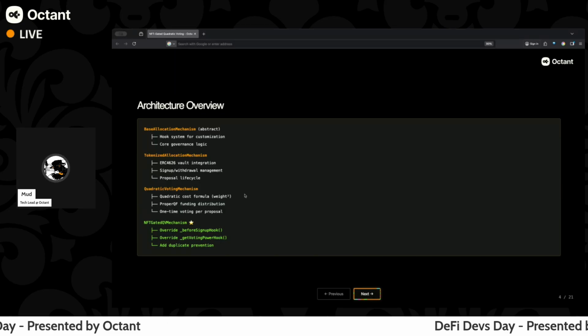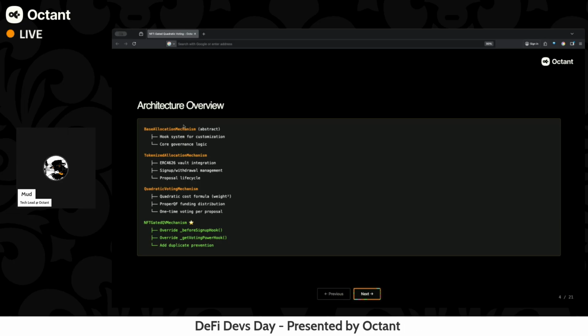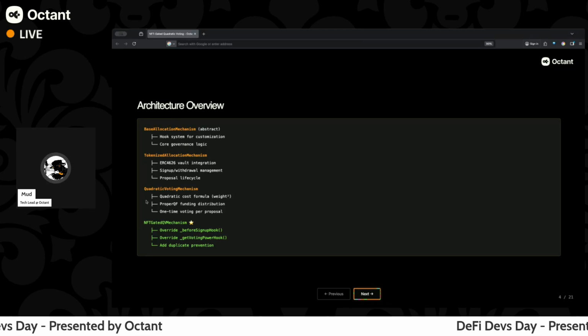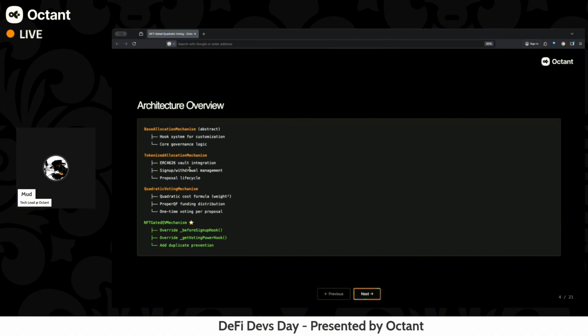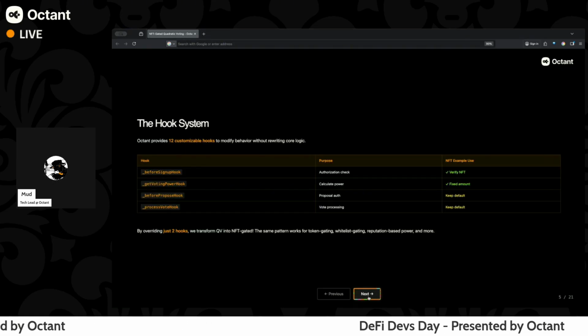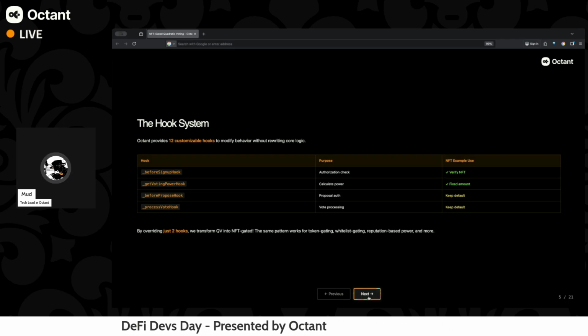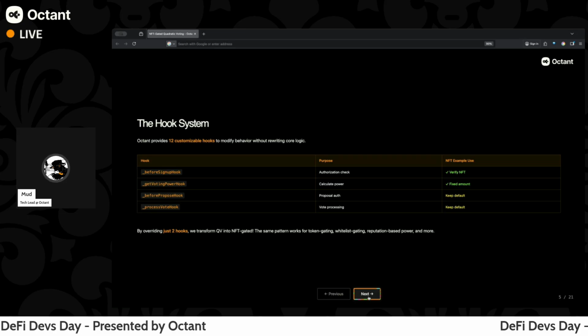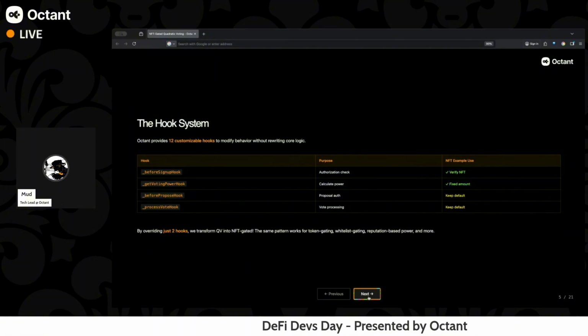So we are going to take this base allocation mechanism, which you don't need to understand or ever touch, the tokenized allocation mechanism, and a quadratic voting mechanism, which are all contracts you can find in our repo. And we're going to inherit from them to create an NFT-gated QV mechanism in a few lines of code. The hook system that we open up has 12 customizable hooks that allow you to change the behavior of how the voting system functions without rewriting any of the core logic.